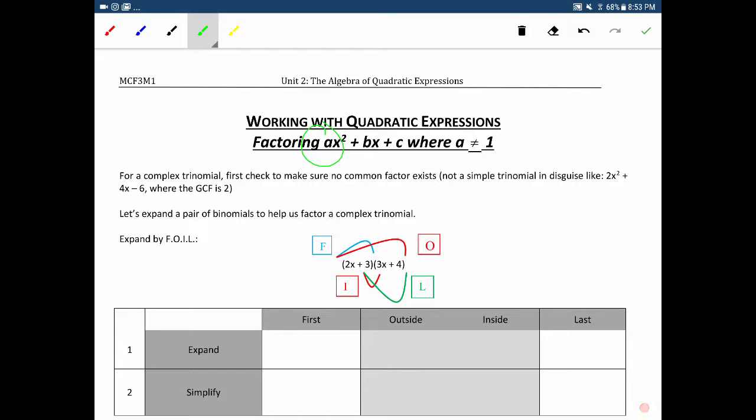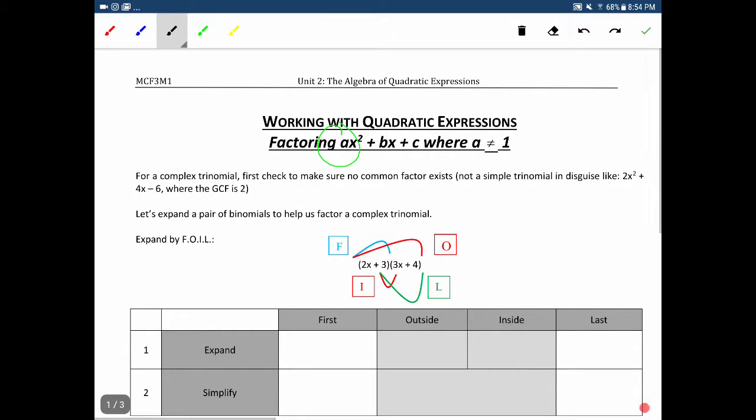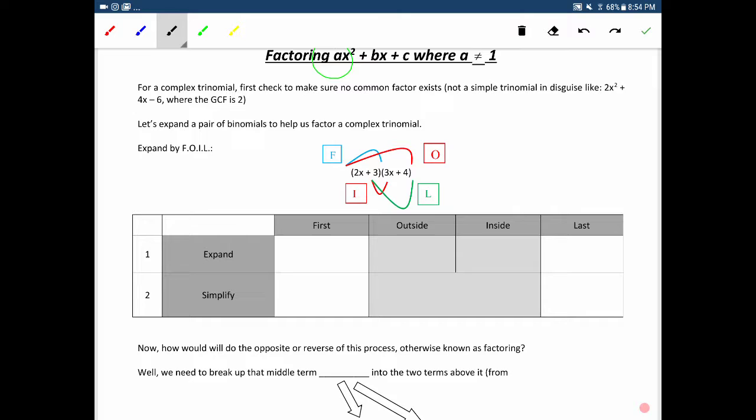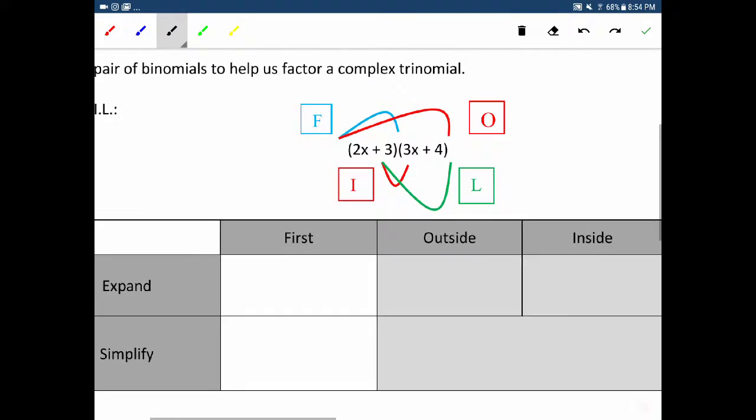Sometimes we'll be given one like this, where we could have 2x squared plus 4x minus 6. And in fact, for that one, we could just common factor out the 2, and then we'd be looking at a simple trinomial, and we could factor the way we did before. Okay? So we're going to look at one that doesn't have a common factor. And so first of all, we're going to go through this and look at where these come from.